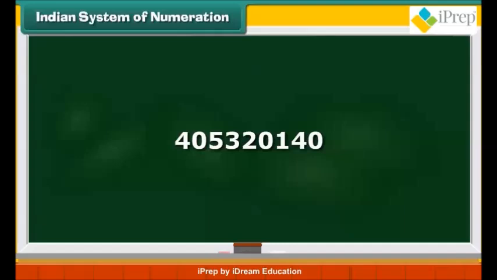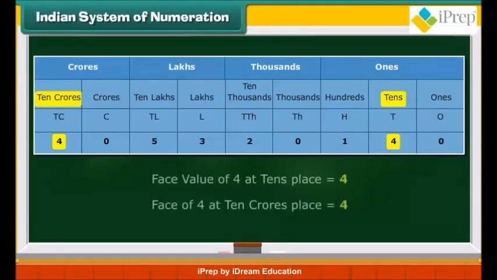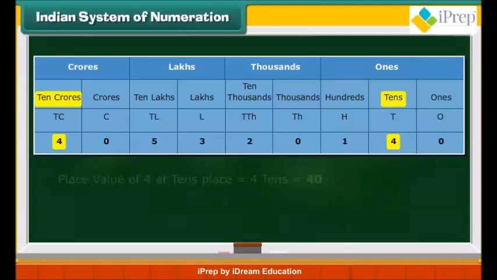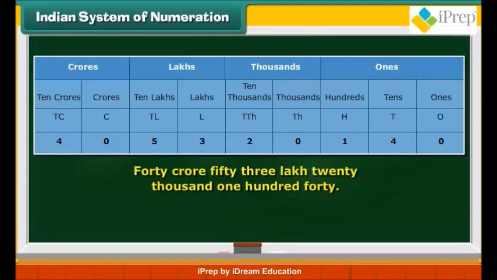Consider the number 405320140. First, we arrange it in the place value chart. Digit 4 appears at 2 places, tens and 10 crores. The face value of digit 4 is 4 at both the places. But the place value of the 4 at the tens place is 4 tens, that is 40, and at the 10 crores place is 4 10 crores, that is 40 crores. Now we read the number: 40 crore 53 lakh 20,140.